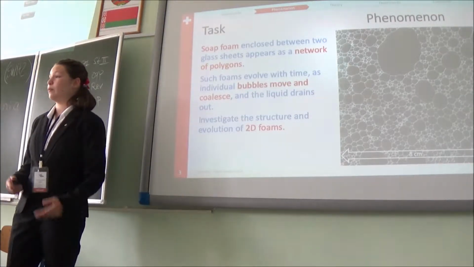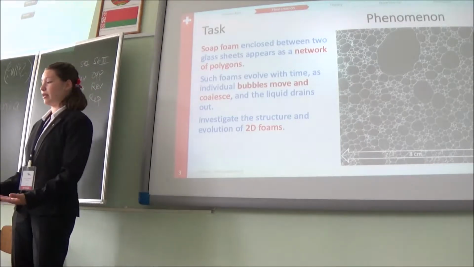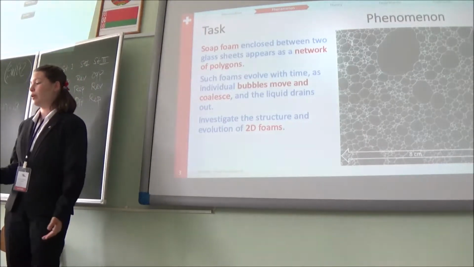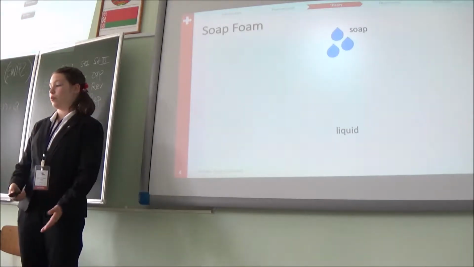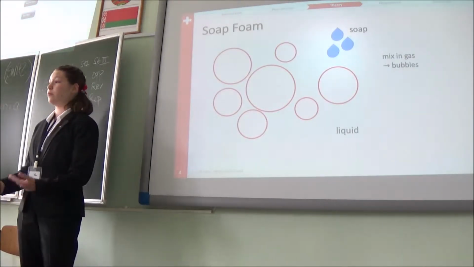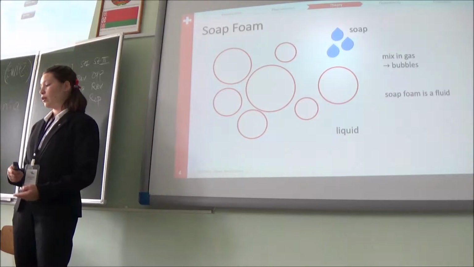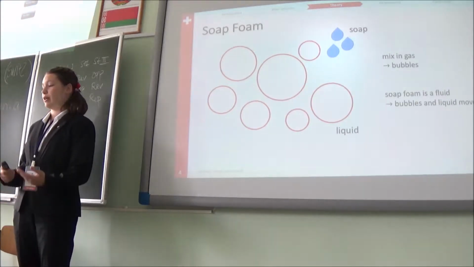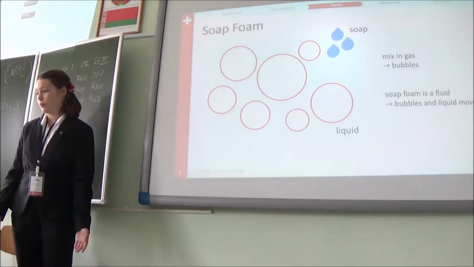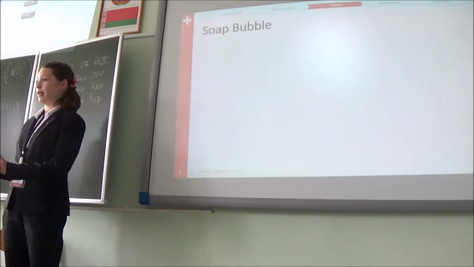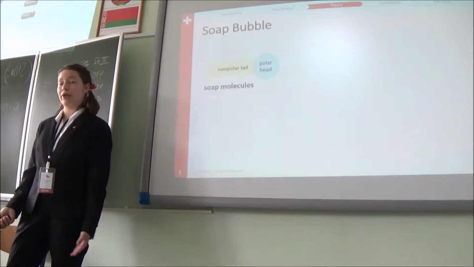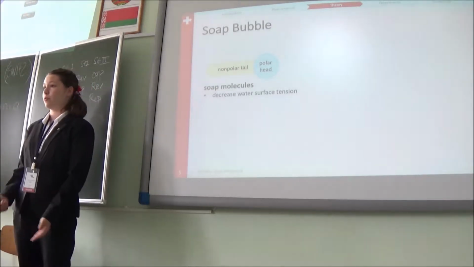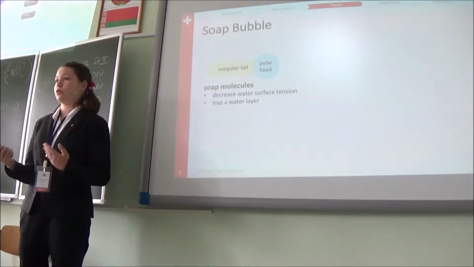And it also states that we have to look at 2D foams, and this is an example for a 2D foam. So what is a soap foam? So soap foam, we have a liquid, and we put in soap, and then we mix in a gas so we get our bubbles. So the soap is in a fluid, which means that the bubbles and the liquid will move. Now, if we look more exactly at a soap bubble, we have our soap molecule, which has a non-polar tail and a polar head, and it decreases the water surface tension, and it will also trap the water in a layer.